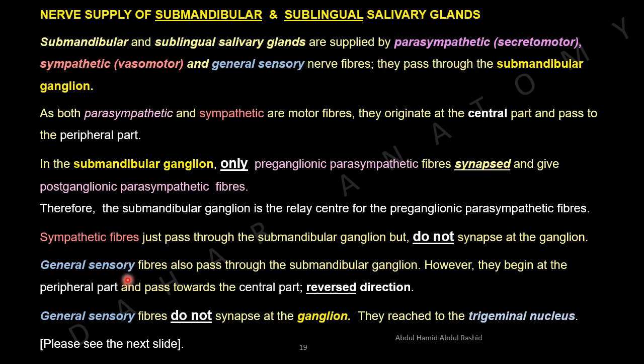General sensory fibers also pass through the submandibular ganglion. However, they begin at the peripheral part and pass towards the central part, reverse direction. General sensory fibers do not synapse at the ganglion. They reach the trigeminal nucleus. Please see the next slide.